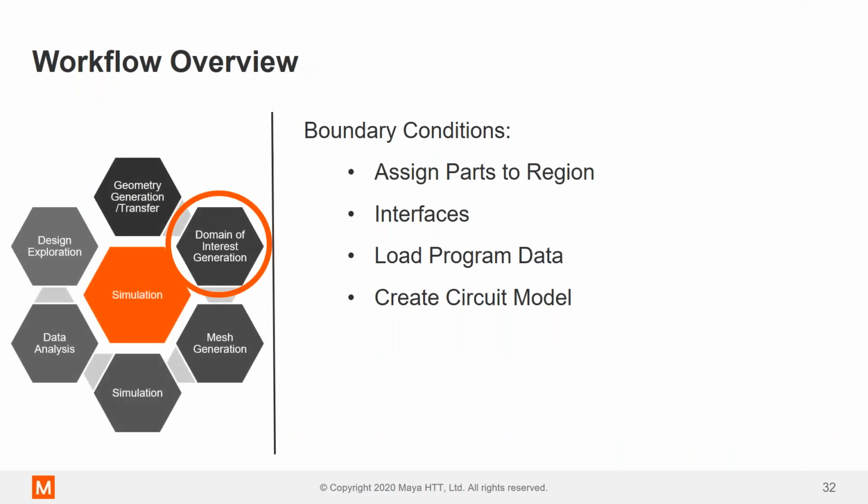We assigned parts to the regions. We talked a bit about interface and what are the different types of interfaces you can create. We loaded the program data, and then finally created the circuit model to essentially electrically connect the battery to the program file that we had generated earlier on.